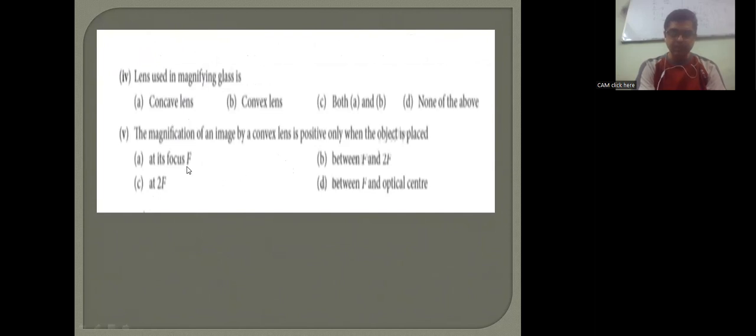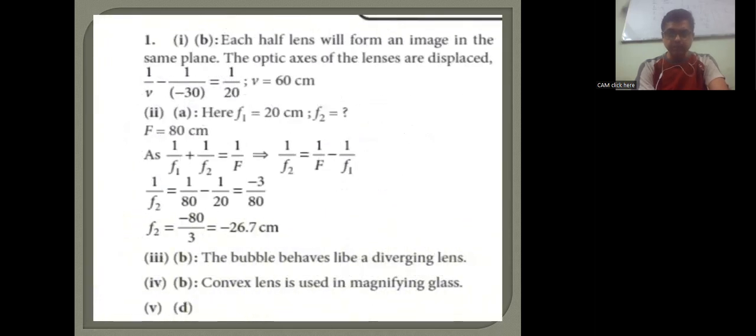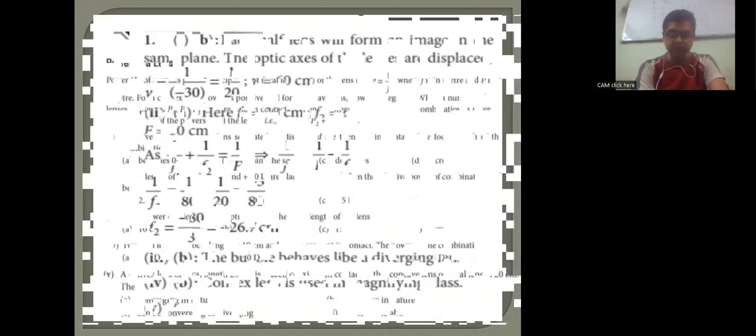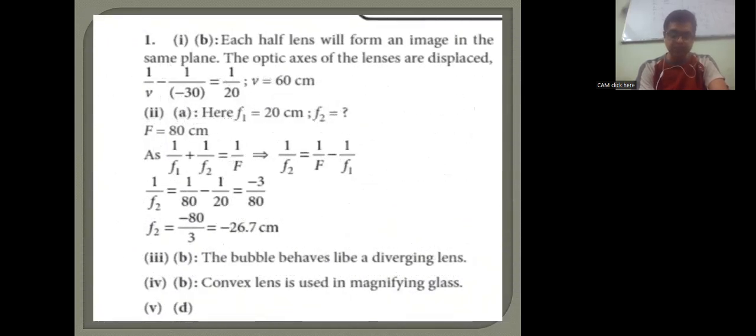अगर ऑब्जेक्ट एट फोकस पे है तो इमेज बनती है एट इंफिनिटी। अगर ऑब्जेक्ट है बिटवीन एफ एंड 2f तो इमेज बनती है बियॉन्ड 2f। अगर ऑब्जेक्ट है एट 2f तो इमेज बनती है एट 2f। बिटवीन एफ एंड ऑप्टिकल सेंटर तो इमेज ऑन द सेम साइड बनती है और हाईली मैग्नीफाइड बनती है। नाउ स्टूडेंट, ऑन द सेम साइड बनती है, so that means magnification is positive. So option D is correct.